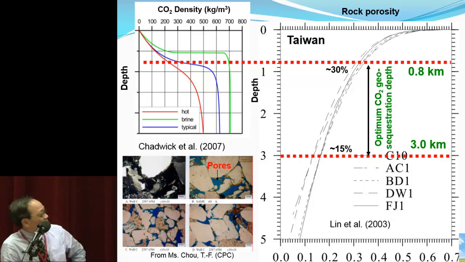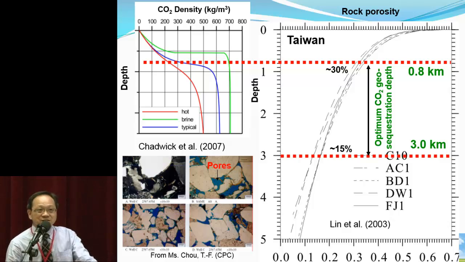In this corner is a microscope view of sandstone. We see some pore spaces, like the blue one, and we have some minerals here. In between the minerals, it is pore spaces. So when CO2 is injected into the sandstone, it occupies the pore spaces, up to maybe 50% or 60% of pore spaces can be occupied by CO2 and the flowing water.